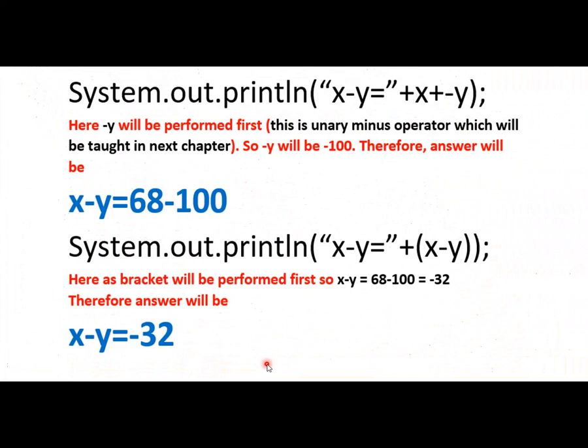Now the third one, x minus y equal to, plus x plus minus y. Here minus is a unary minus operator, which will be taught in the next chapter. So minus y will be performed first. In this case the character will be converted into ASCII. So minus 100, then the rest of the things will be concatenation. So x minus y equal to 68 minus 100. But here the bracket is there, so first x minus y will be performed. So it will be 68 minus 100 equal to minus 32. So the output will be x minus y equal to minus 32.